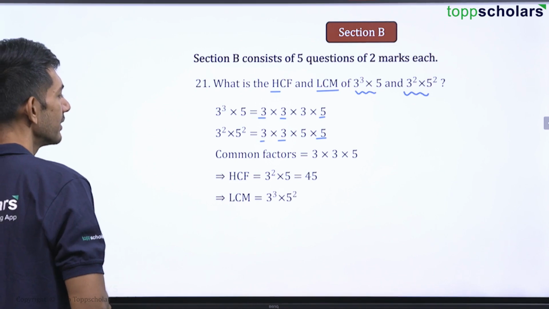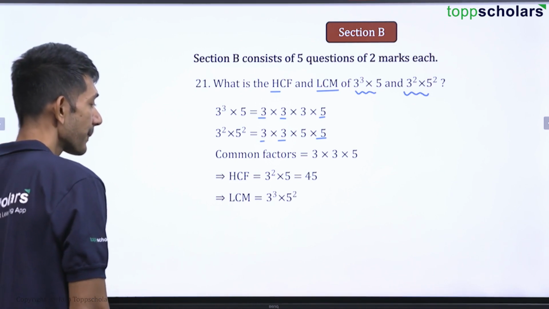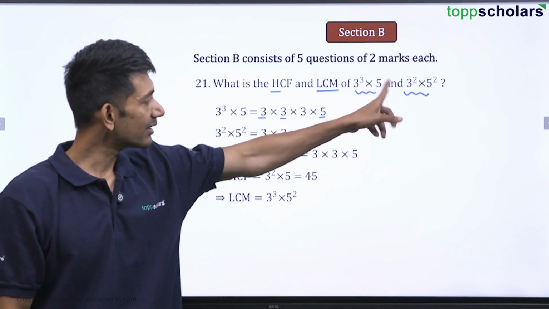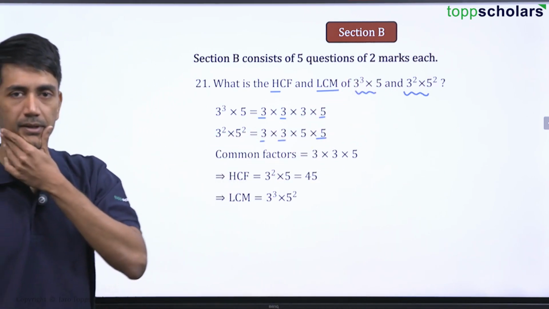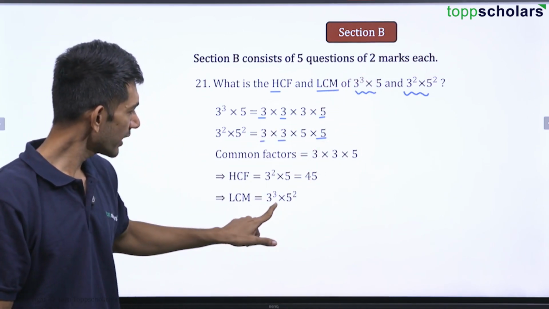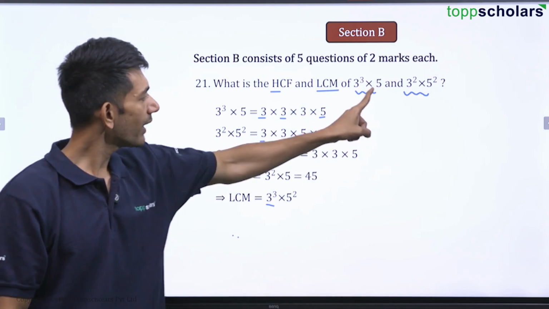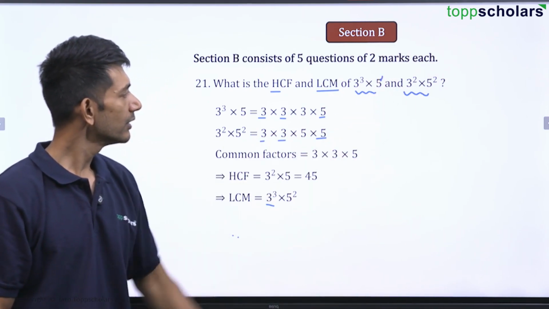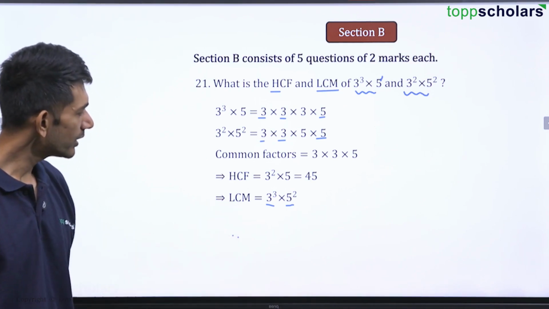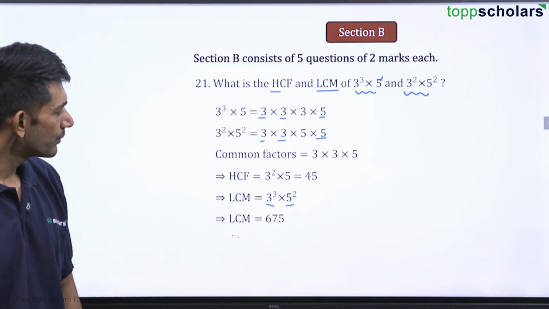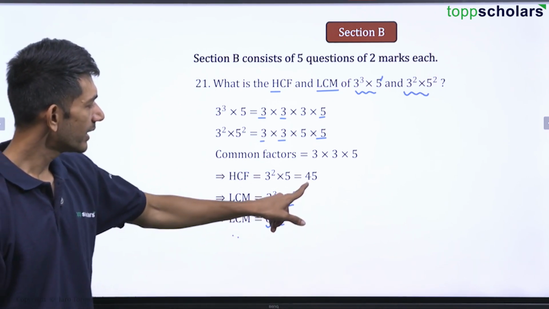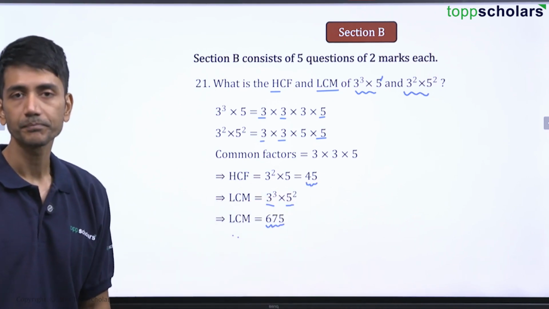What will be the LCM? Okay, how do we get the LCM? We get the LCM with common factors with highest power. So 3 raised to 3, highest power. 5 and 5 raised to 2. 5 is 5 raised to 1, 5 raised to 2. 5 raised to 2 is the highest power. So here we get 3 raised to 3 into 5 raised to 2. That is 675. So the LCM is 675 and the HCF is 45.